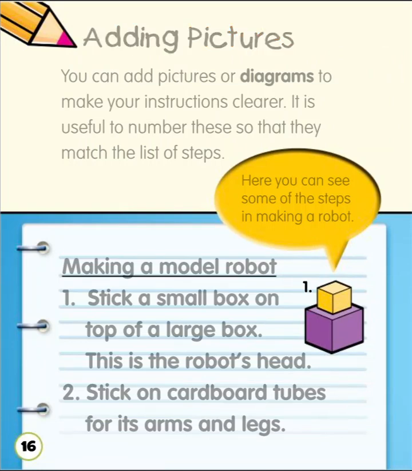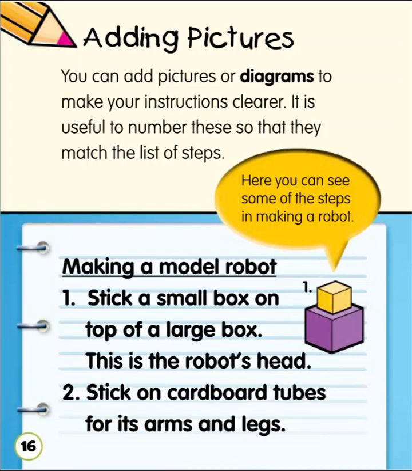Adding pictures. You can add pictures or diagrams to make your instructions clearer. It is useful to number these so that they match the list of steps. Here you can see some of the steps in making a robot. Making a model robot. 1. Stick a small box on top of a large box. This is the robot's head. 2. Stick on cardboard tubes for its arms and legs.